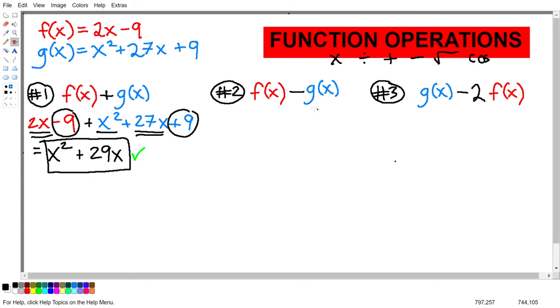Okay, next up, we want to practice subtracting functions. So what's the difference between adding functions and subtracting functions? There's actually quite a big difference. Do you remember? Okay, let's start with writing the names of the functions instead of writing f of x. So I'll write 2x minus 9, and then I'll write minus g of x. G of x is x squared plus 27x plus 9.